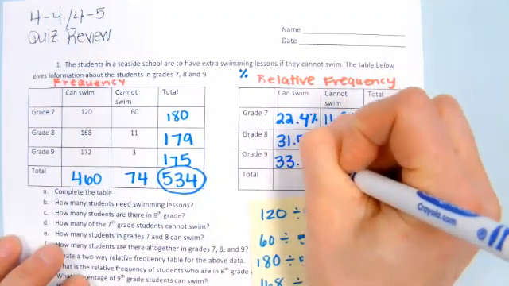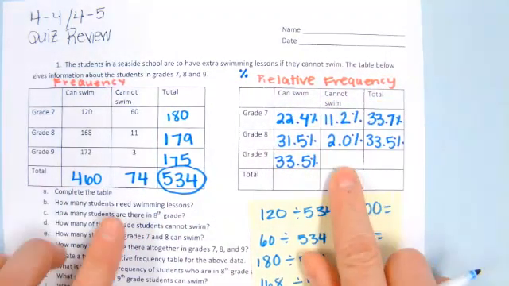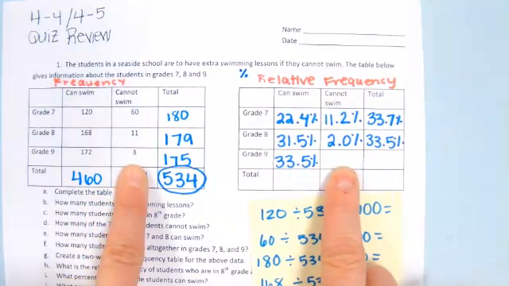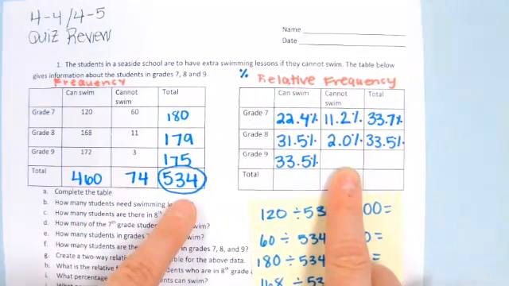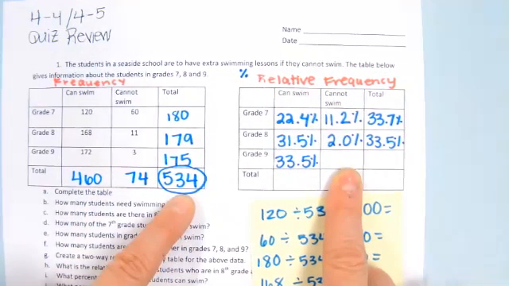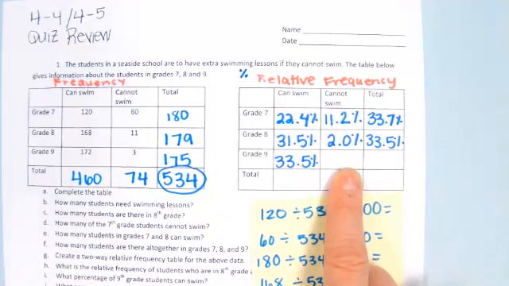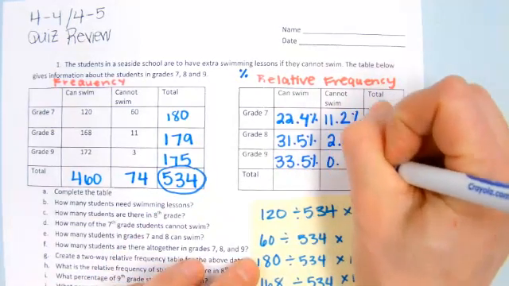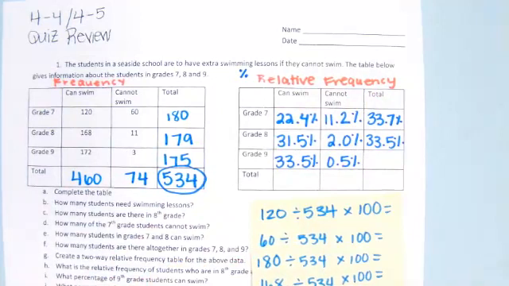Okay. All right, next, cannot swims. This one should be low, right? Only 3 people out of 534 cannot swim and are 9th graders. Crystal, what'd you get? There we go, 0.5%. So less than 1% of those students are 9th graders that can't swim.